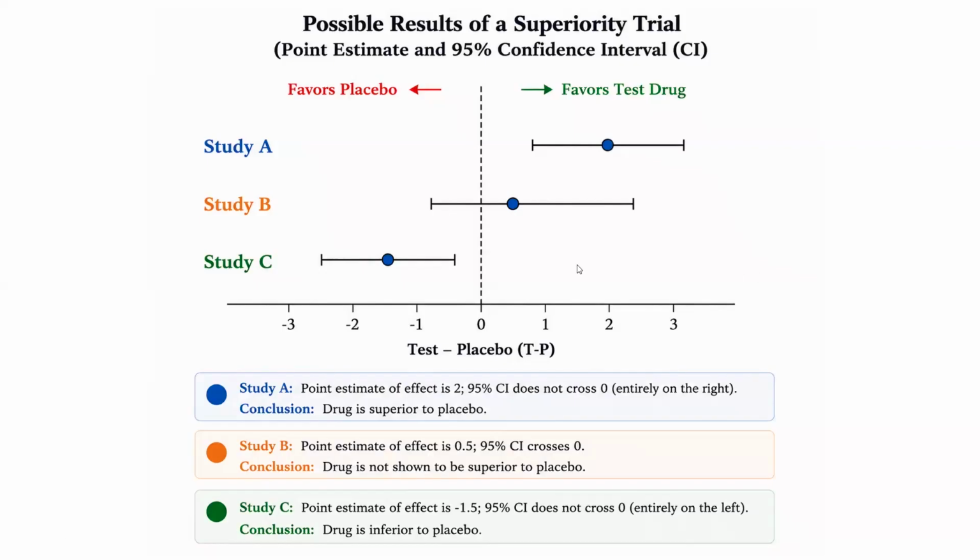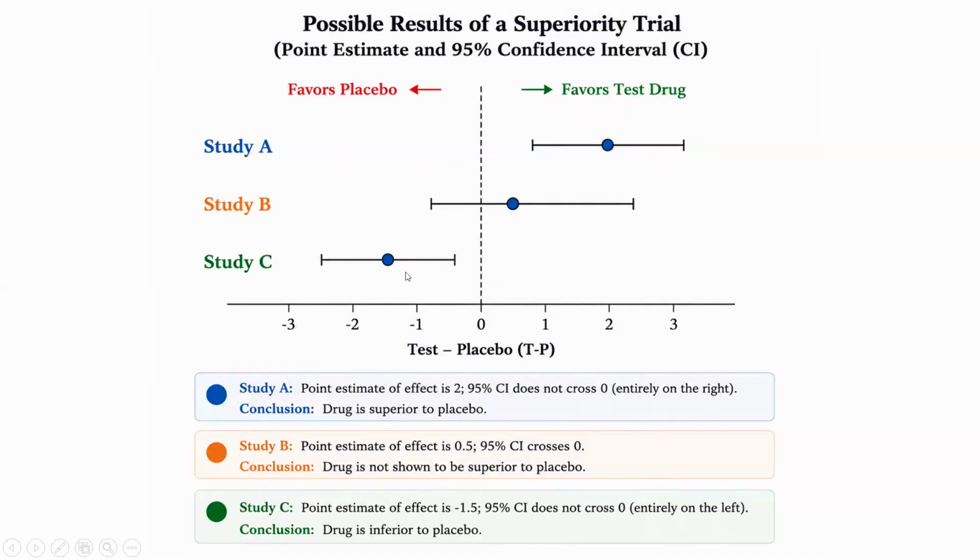So please see this study A. This is the superiority margin, that is 0. Study A is not crossing: the 95% confidence interval of the outcome estimate of difference is not crossing this 0. It means it is superior. And study B is crossing this 0. It means it is not superior. And study C is far below this 0 and it favors placebo. It means it is inferior.